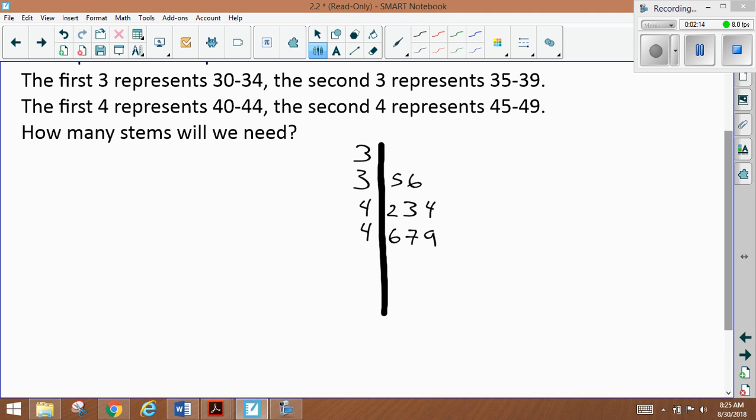So this is helpful if you had, say, like 20 different entries in the 40s area. Then it might be nice to split it, so that you don't have a leaf that's going way out to here. So that's why you would want to do something like this. Yeah, absolutely, you can do that.